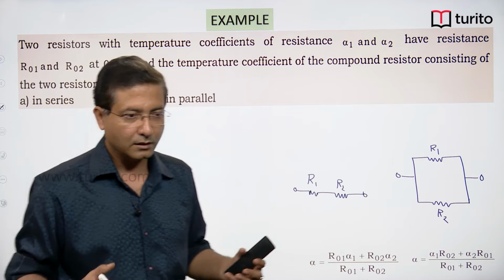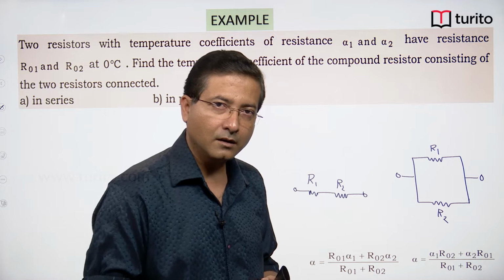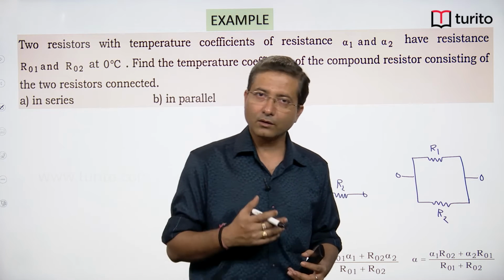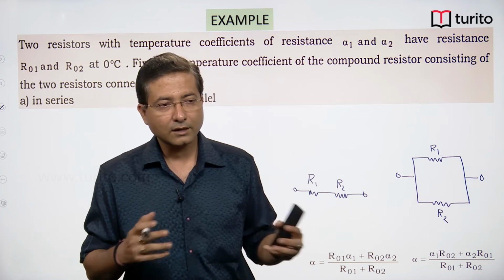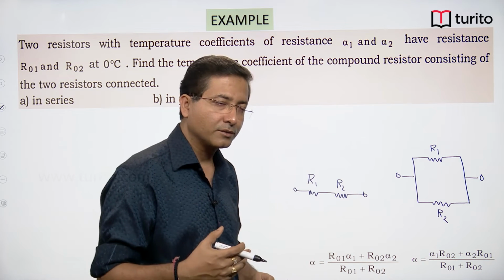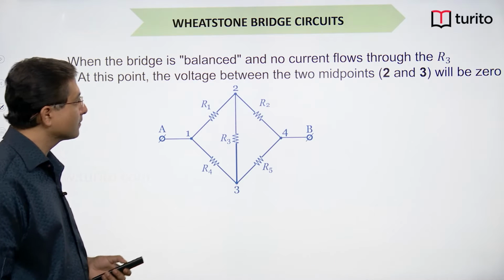Now series and parallel, we know how to solve the question. Conducting wire, now we know how to solve the question. In case we are not getting any of these two, then we go for Wheatstone bridge. What is Wheatstone bridge? Let's see.